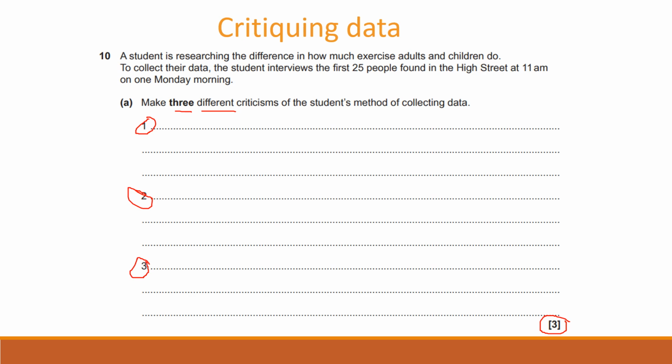So we've got this question here. They're looking at adults and children, and we're collecting data in the student interview for the first 25 people found in the high street at 11 AM on one Monday morning. Now I'm going to show you the mark scheme straight away on this, because there are lots of different reasons you can give, and as long as your reasons are valid, then you will get marked correctly.